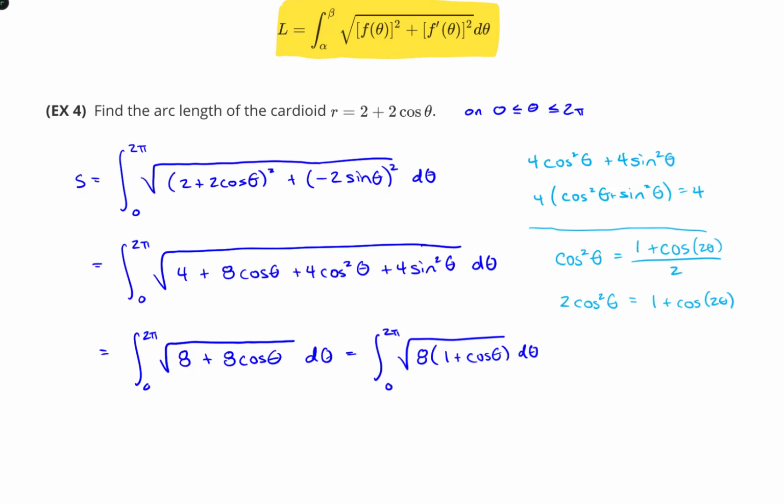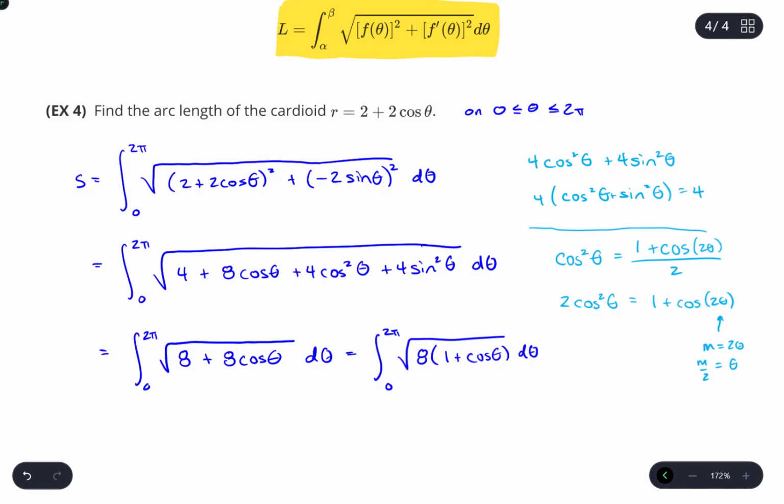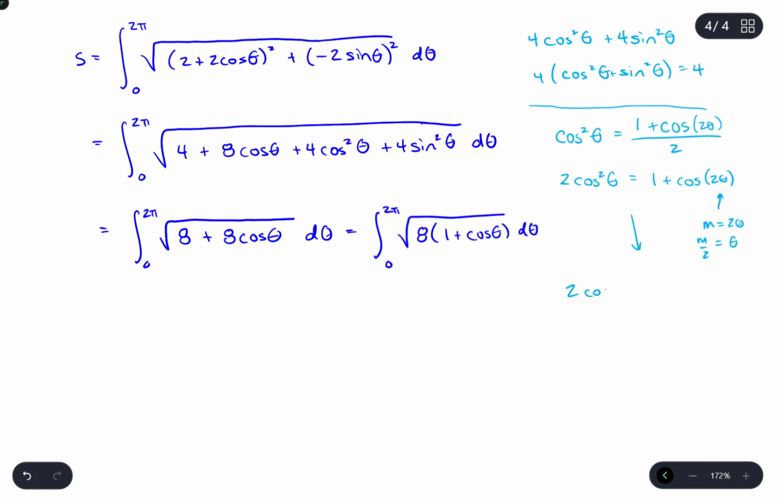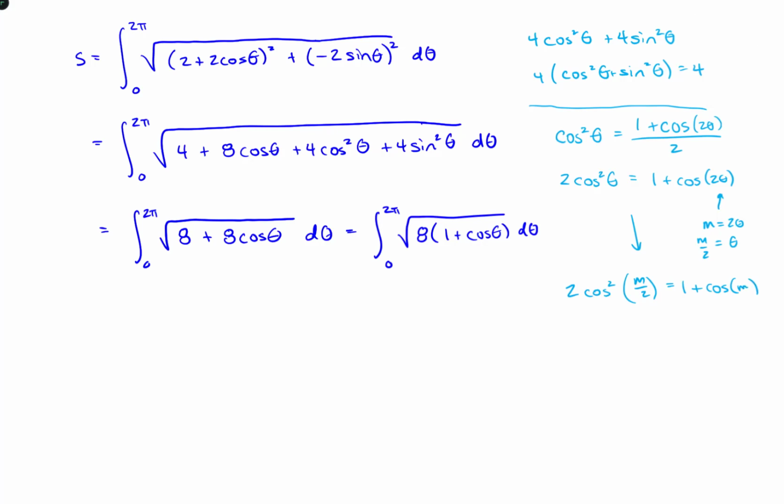And another thing I could do is make a substitution. So I could say, I have 1 plus cosine theta and not 1 plus cosine 2 theta here. So I can make a substitution saying that this is like m equals 2 theta, so that theta is m over 2. And then what I could write this as would be 2 cosine squared of m over 2 is equal to 1 plus cosine of m. And of course, the m versus theta is irrelevant. It's just the name of a variable at this point.